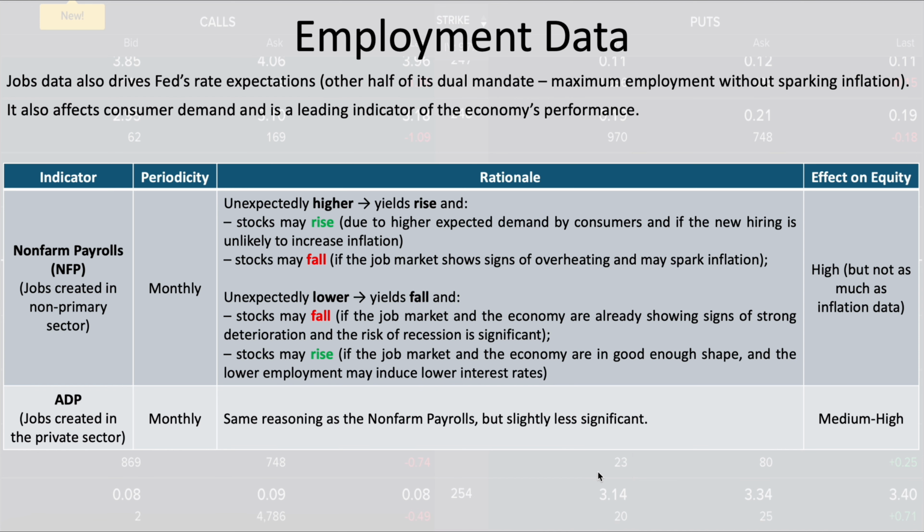ADP is also important, not as important as non-farm payrolls, which is basically the same reading but focused just on the private sector. Public sector employment, such as the government, is not accounted for, and that's why the reasoning is the same as in the interpretation of the non-farm payrolls readings. But of course, because it's only the private sector, it's a smaller section of the economy, and so it's slightly less significant.